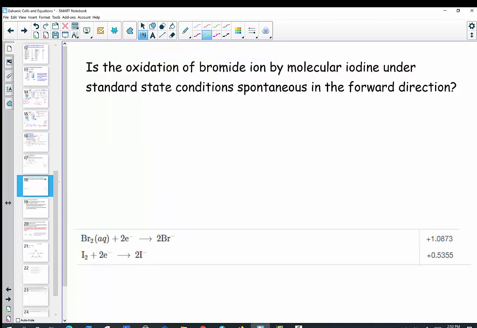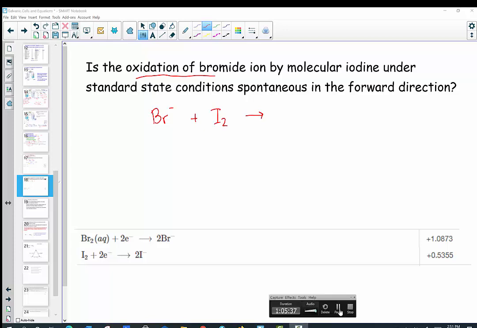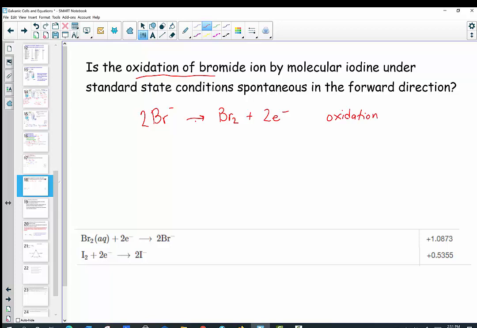How about this one? Think this through with me. Is the oxidation of bromide ion by molecular iodine under standard state conditions spontaneous in the forward direction? Again, a quiz question. Bromide is Br negative, to be oxidized, the oxidation of bromide by molecular iodine. So what we're looking at is molecular iodine, I2. For bromide to be oxidized and iodine to force it, I'm going to write those half reactions. I just don't want to combine them just yet. Let's do this. I know that Br2 is the elemental form of bromine, and in order to create two, let's balance this out.